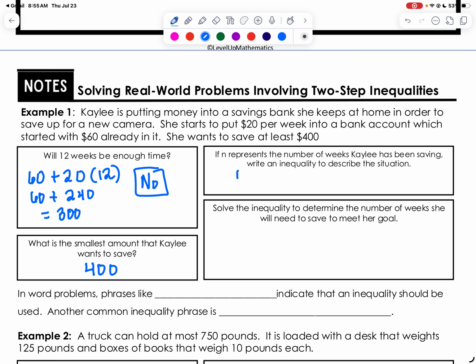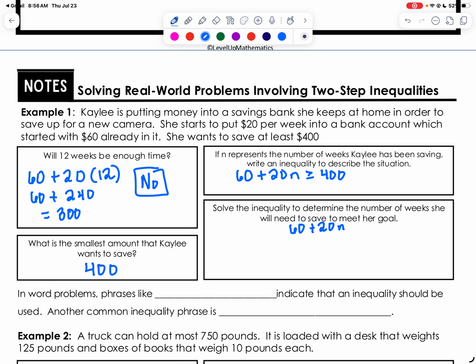So Kaylee started with 60, and then she's going to add $20 per week. It said let n represent the number of weeks. And then she wants to have at least $400. So that's $400 or more. So our inequality that we'll use will be 60 plus 20n greater than or equal to 400.